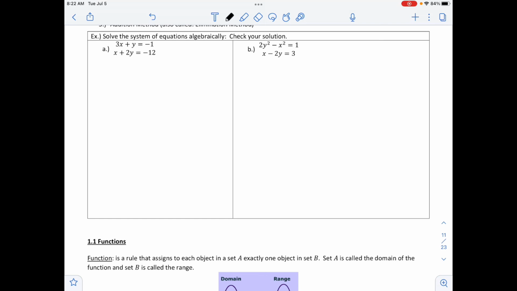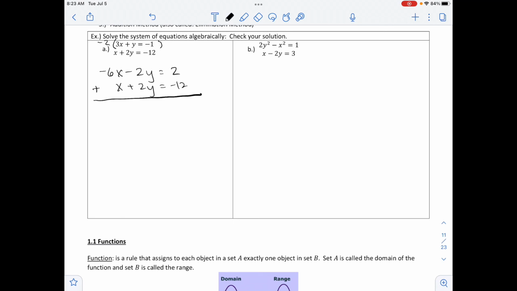I'm going to go ahead and just get rid of the y variable. You have options here, but to get rid of the y variable, I need it to be the opposite of 2y. So my first equation I'm going to multiply by -2. And so we get -6x minus 2y equals 2. The first equation changed by multiplying every single thing by -2. My second equation, I'm not going to multiply anything by it. Sometimes in some of the examples, you might have to multiply both of the equations by a constant, but for this one, we didn't have to.